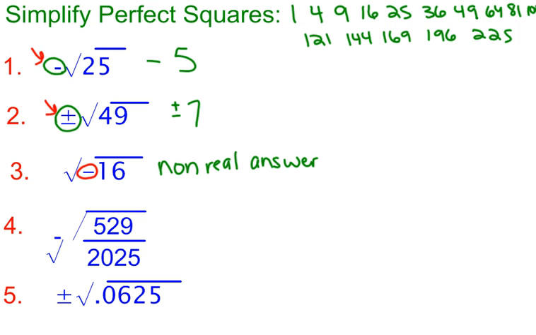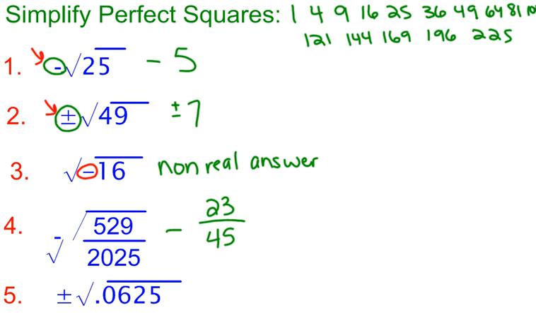Number 4, just to review how you square root a fraction, you would take the square root of the numerator and the square root of the denominator. So I keep my negative sign that's out in front, and I take the square root of 529. That's not probably one that you know, so you can punch that in your calculator to find it, and you'd get 23. And then you punch in the square root of 2025, another one you probably don't know, and I get 45. So my answer would be negative 23 45ths.